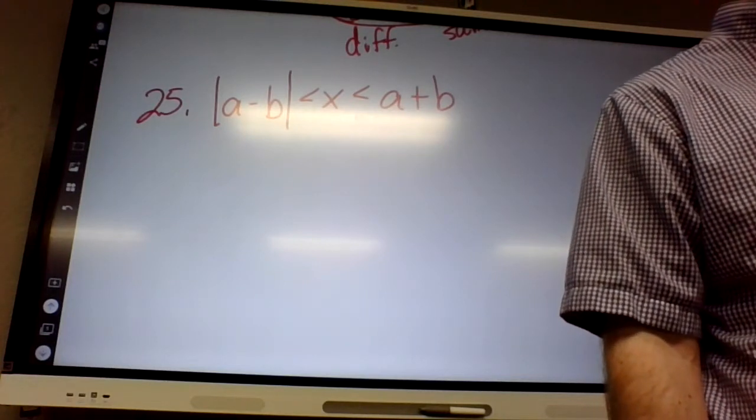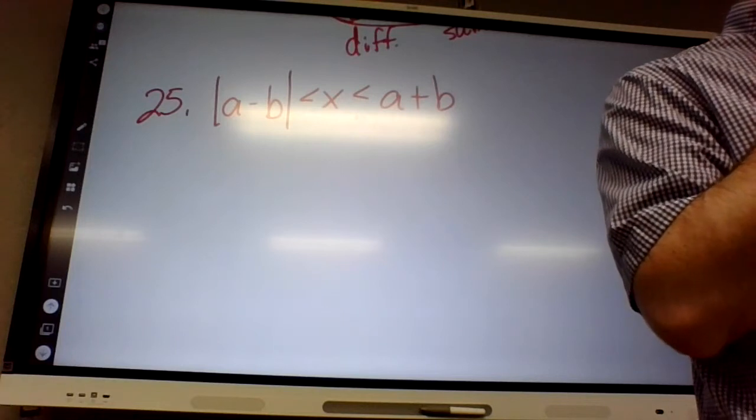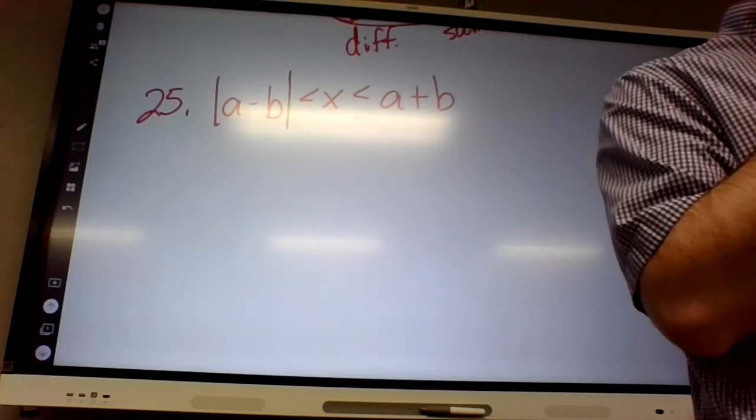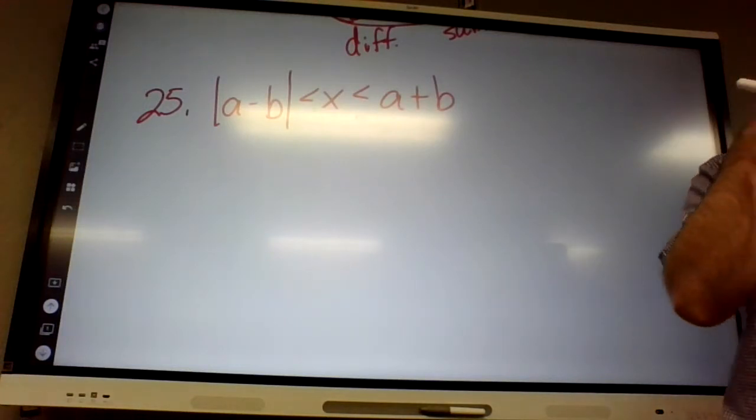Good thing that was an odd. All right, looks like I assigned 27 and 29. The directions are kind of the same. Assume, find the range of possible values for x.